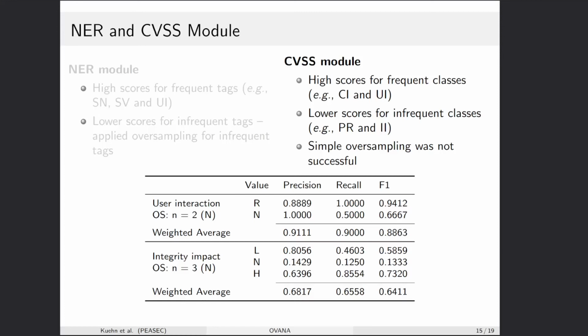Similar to the Named Entity Recognition module, our CVSS module also scores high values for frequent tags. In this case, this is the confidentiality impact or user interaction, and it scores low values for infrequent tags. In this case, the privileges required or integrity impact. We tried to improve the scores using the oversampling technique of the Named Entity Recognition module. However, this was not successful in the case of the CVSS module. An excerpt of our scores can be found below, and the full table is available in the paper.